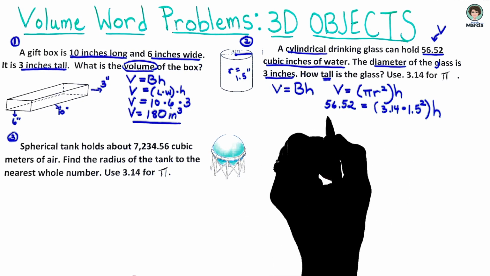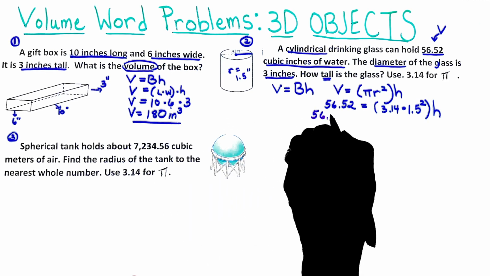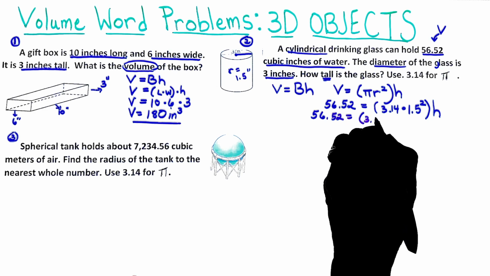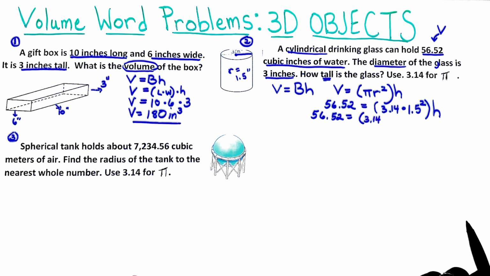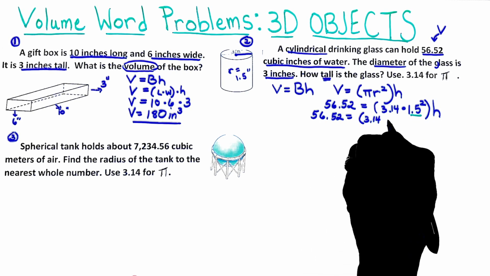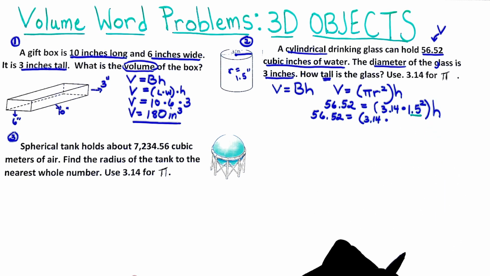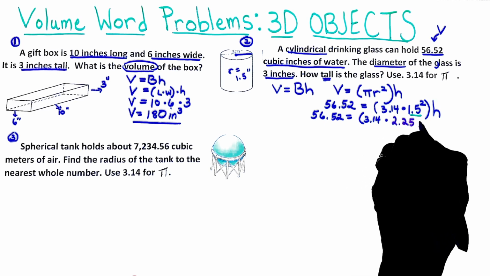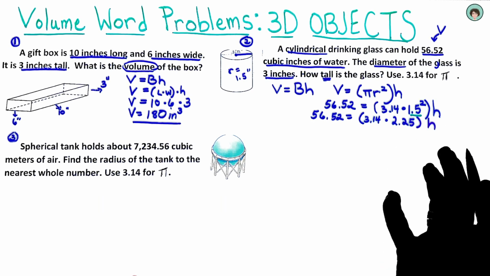So let's just go ahead and we will copy this over again. So it's 56.52 equals, now I'm just copying 3.14 again because I must go ahead and I must square this first, order of operations. So when I do 1.5 times 1.5, I get 2.25. And here is my height, still hanging out there.